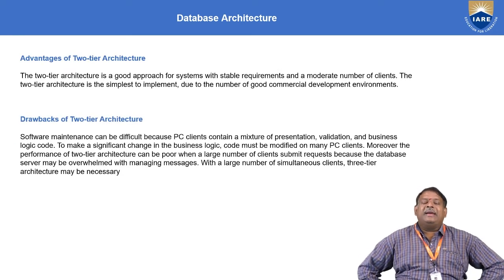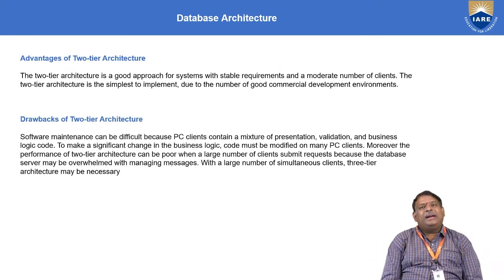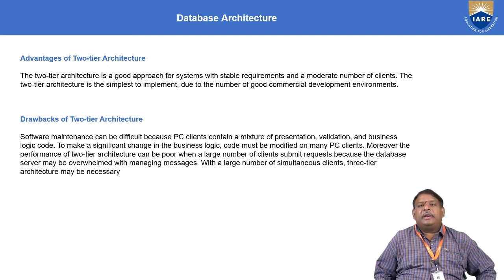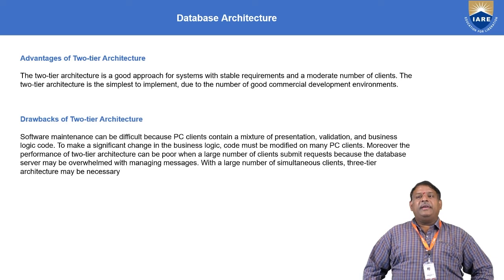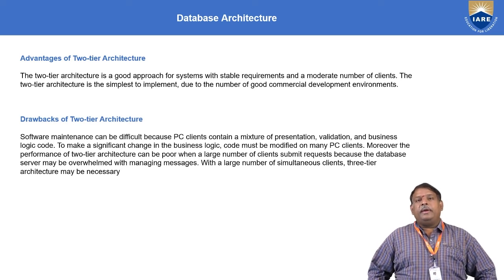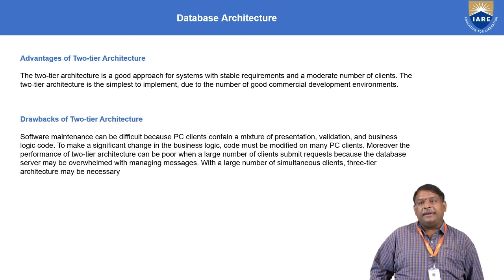Now we'll see the advantages of 2-tier architecture. The 2-tier architecture is a good approach for systems with stable requirements and a moderate number of clients. It is simplest to implement due to the number of good commercial development environments. However, there is a drawback. Software maintenance can be difficult because PC clients contain a mixture of presentation, validation, and business logic code. To make an efficient change in the business logic, the code must be modified on many clients.